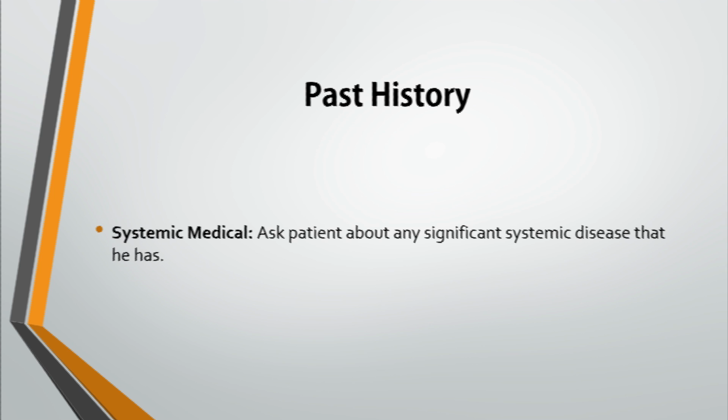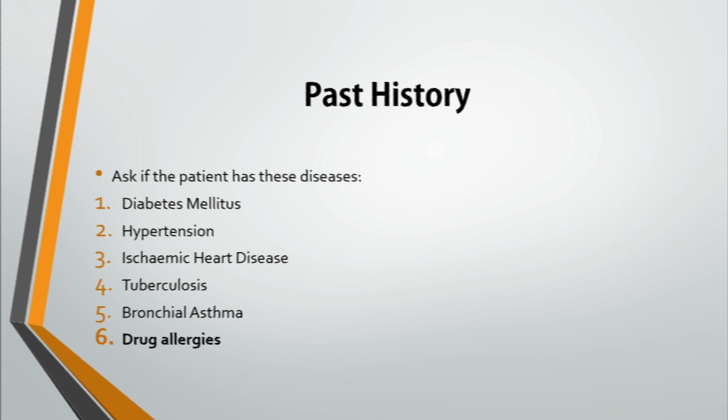Systemic medical, ask patient about any significant systemic disease that he has. Systemic surgical, any surgeries in past. Ask if the patient has these diseases: diabetes mellitus, hypertension, ischemic heart disease, tuberculosis, bronchial asthma, and drug allergies.